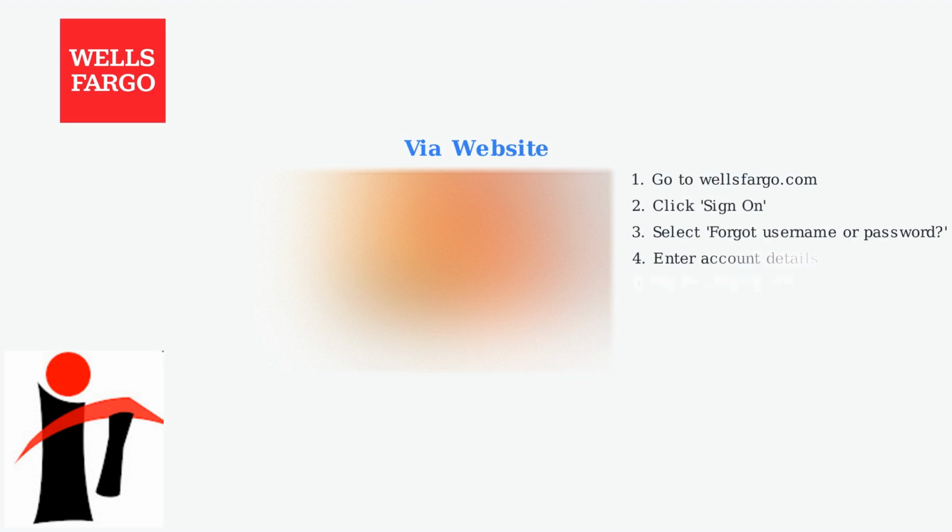Now for the website method, go to wellsfargo.com and click Sign On. Select Forgot Username or Password, enter your account details, verify with multi-factor authentication, and create a new password. Both methods use multi-factor authentication for security, as shown in this diagram. Use these secure methods to regain access to your Wells Fargo account.